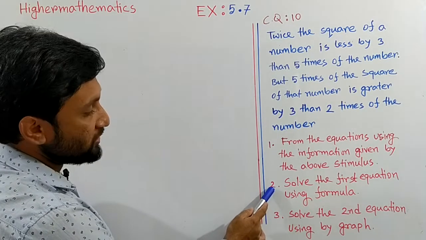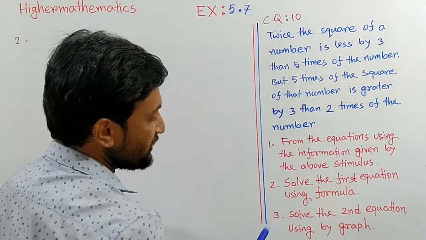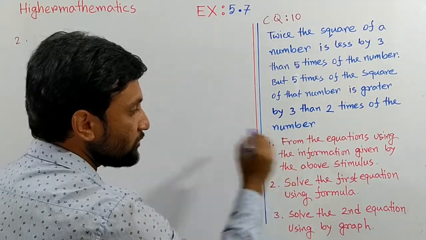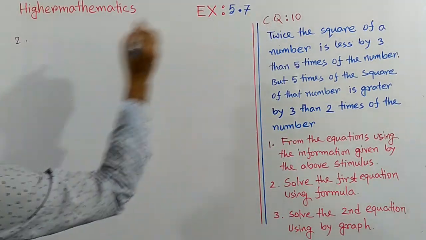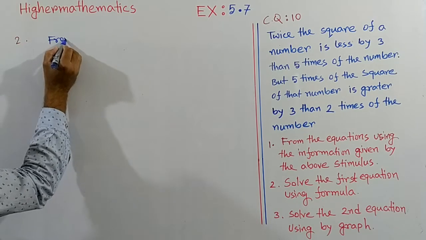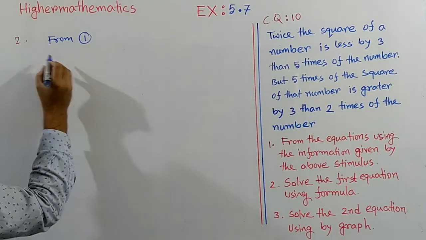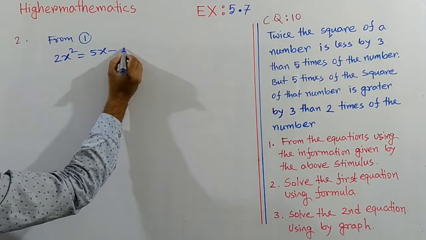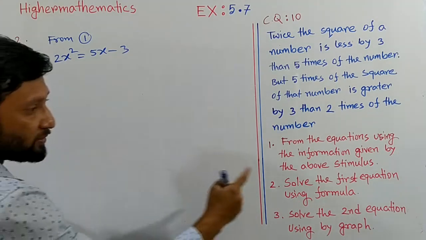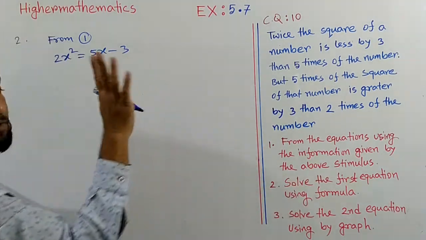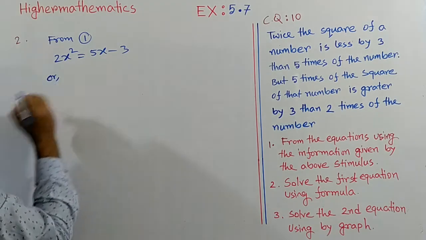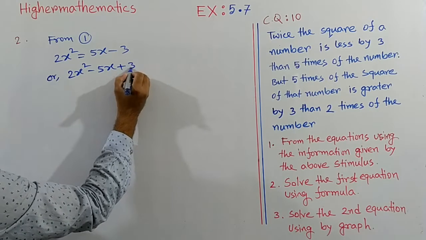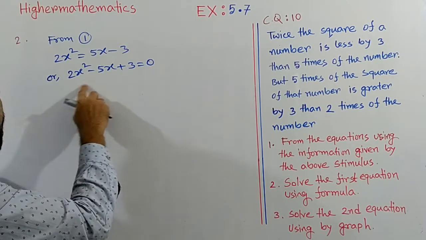Now the second question. The question is: solve the first equation using the formula. Okay, where is the first equation? From 1 we can write the first equation: 2x square equals 5x minus 3. Now we have to solve this first equation by using the formula. By rearranging we can write 2x square minus 5x plus 3 equal to 0. This is the quadratic equation form.